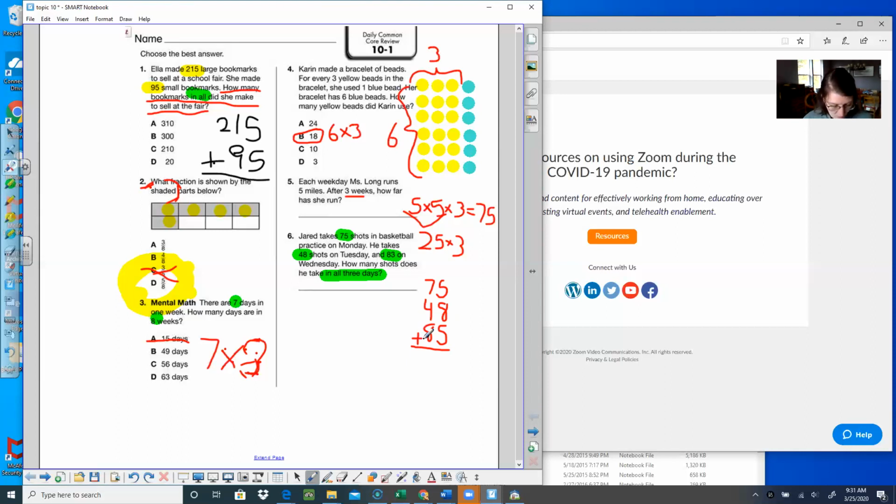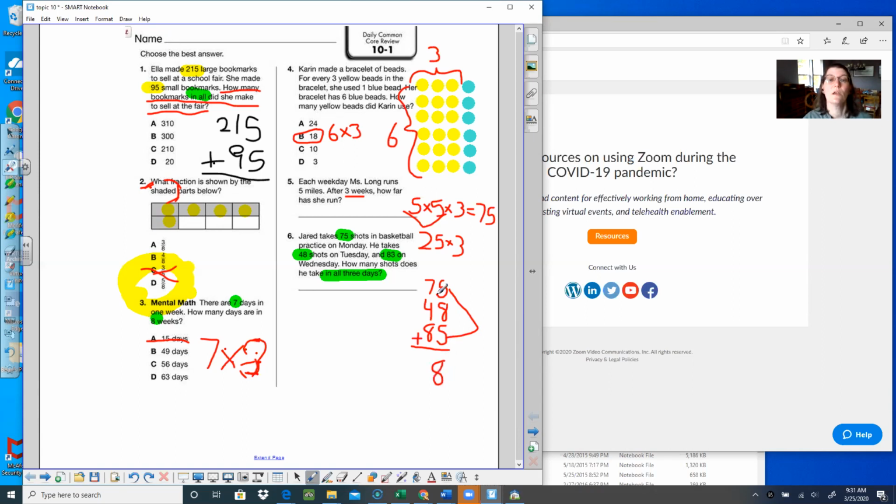Okay, so I'm going to stack them real quick and add them. Hopefully you're doing that too. 75 plus 48 plus 85. Okay, now hopefully you've noticed that we've got a friends of 10 going on here, that you can do 5 plus 5 is 10, and then add the 8 to get 18. So hopefully you put your 8 down.